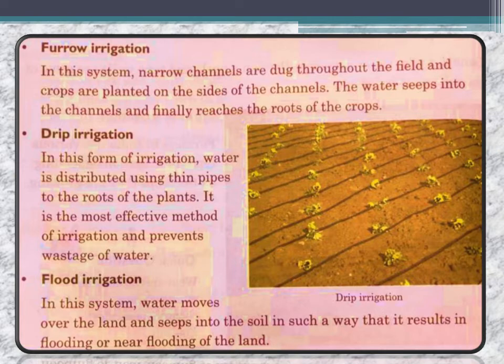Next we have flood irrigation. Now in this system, water moves over the land and it seeps into the soil, and it results in flooding or near flooding of the land. That means a lot of water is collected in the soil. So this is flood irrigation.